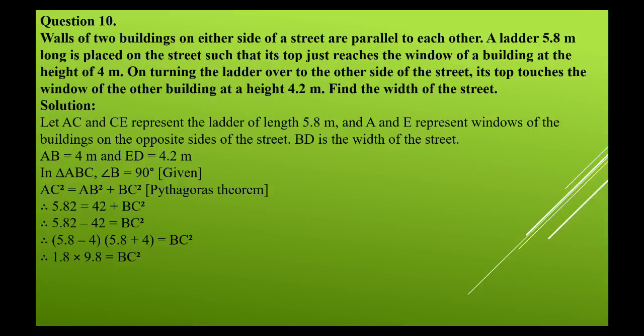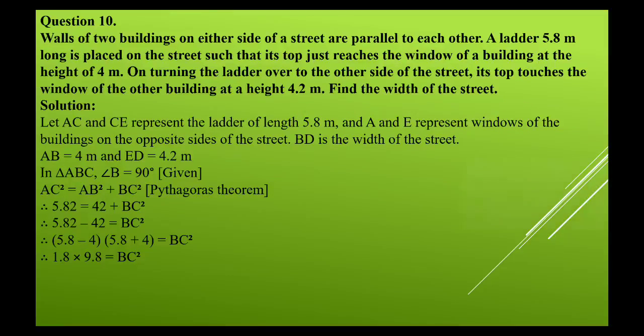Question number 10. Walls of two buildings on either sides of a street are parallel to each other. A ladder 5.8 meter long is placed on the street such that its top just reaches the window of a building at a height of 4 meter. On turning the ladder over to the other side of the street, its top reaches the window of the other building at a height 4.2 meter. Find the width of the street.